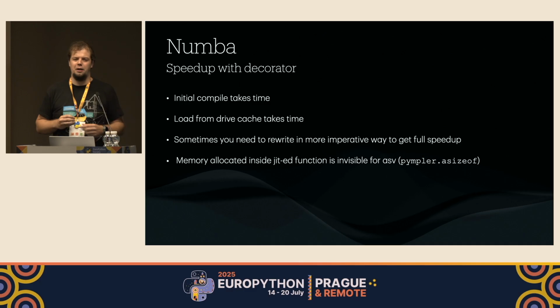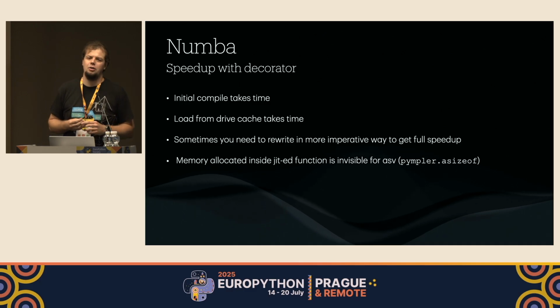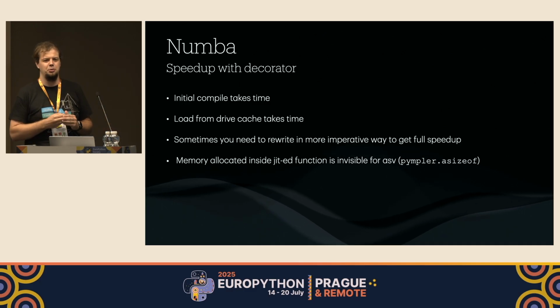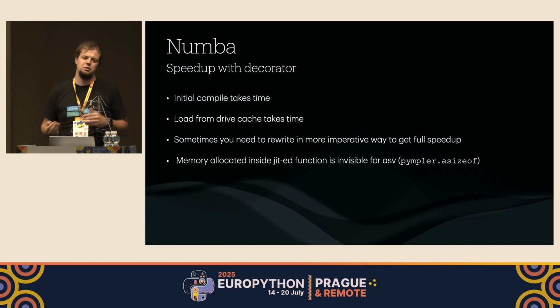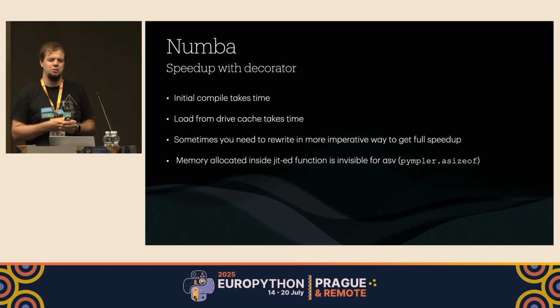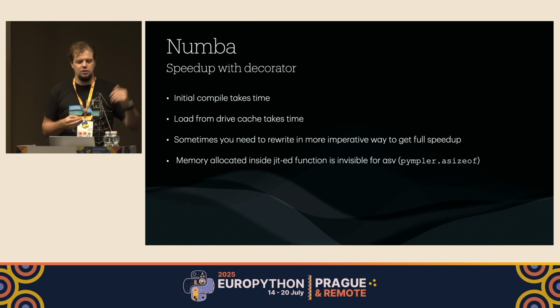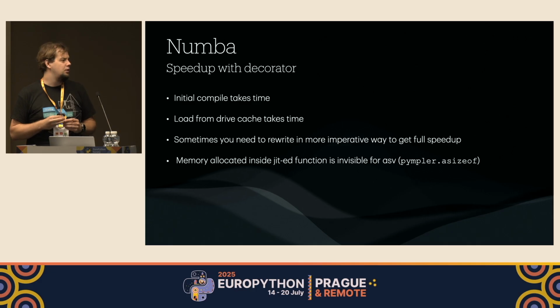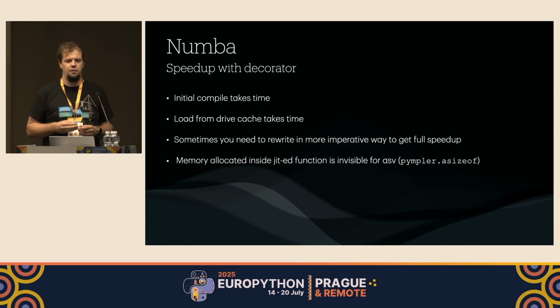And for profiling, if you allocate memory in a jitted function with Numba, it is invisible in the benchmark tool that we use. The problematic function is pympler asizeof.